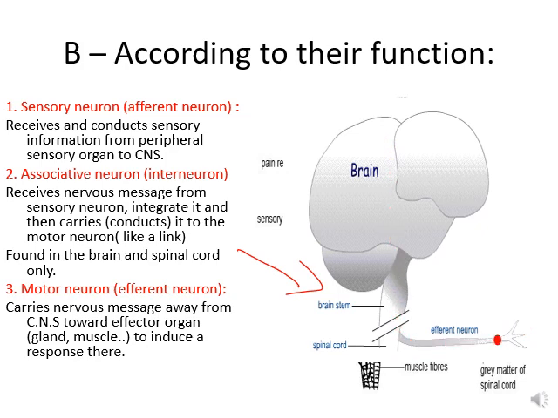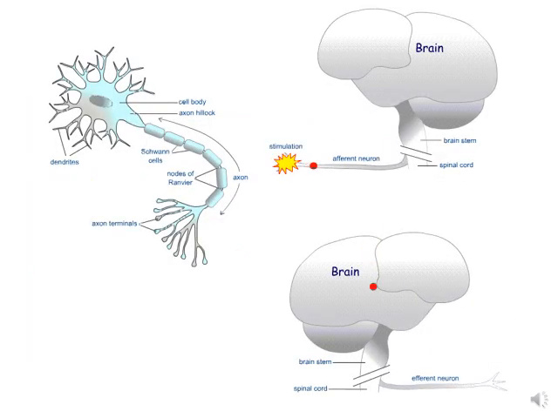In between, we have the interneuron, as I said, called the associative neuron. It's like a link between the sensory and the motor neuron. This link is found in the brain and the spinal cord only.